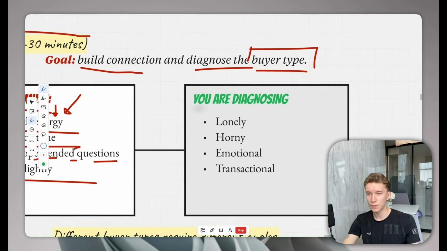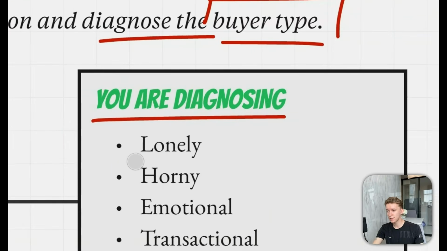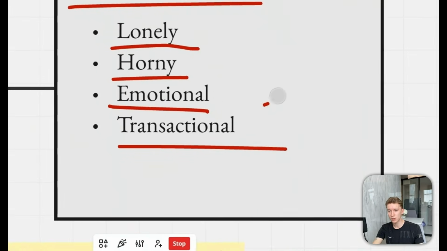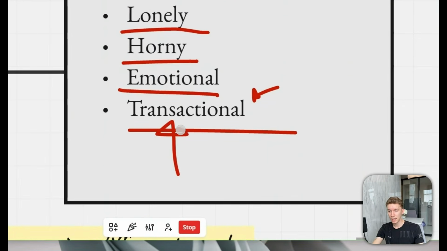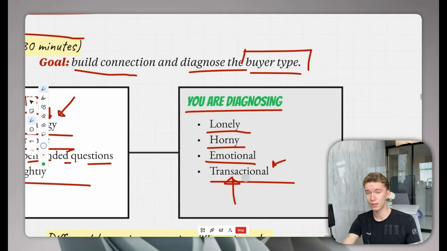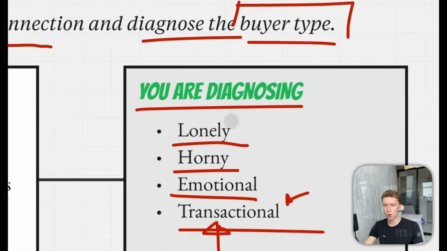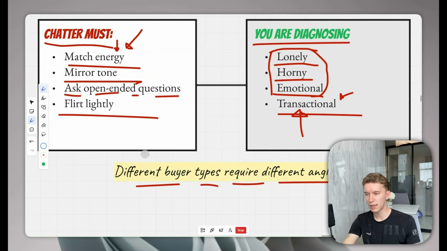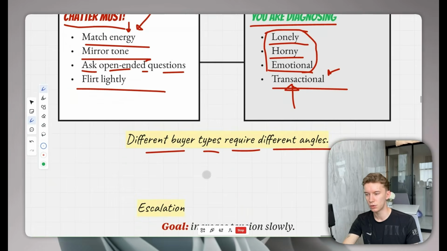Now, what you are diagnosing is if they're lonely, if they're horny, if they're emotional, or if they're really here just to be transactional and literally they're here to buy content. Some fans are like this, depending on your traffic funnel. A lot of Reddit fans are like this, but most of the fans are normally sitting around these three right here. That's pretty basic. Obviously different buyer types require different angles, of course.